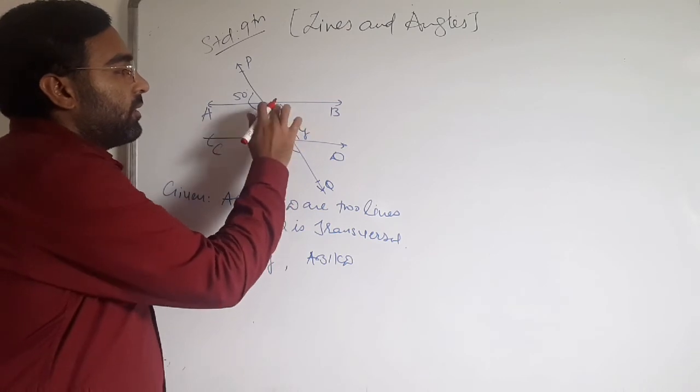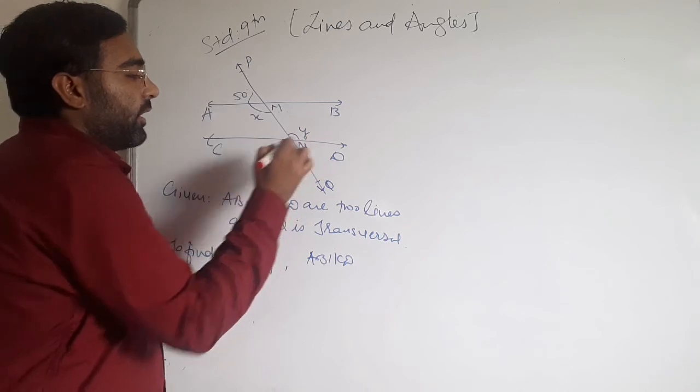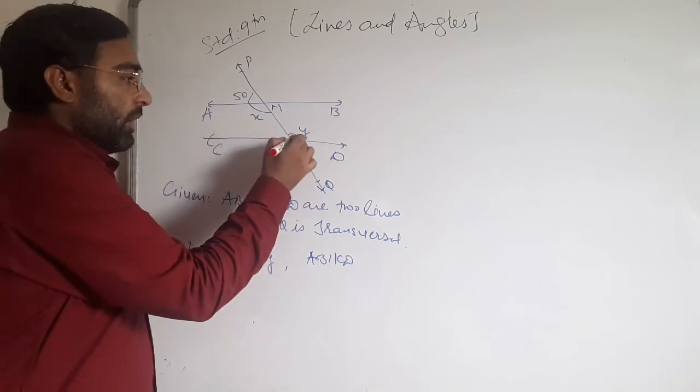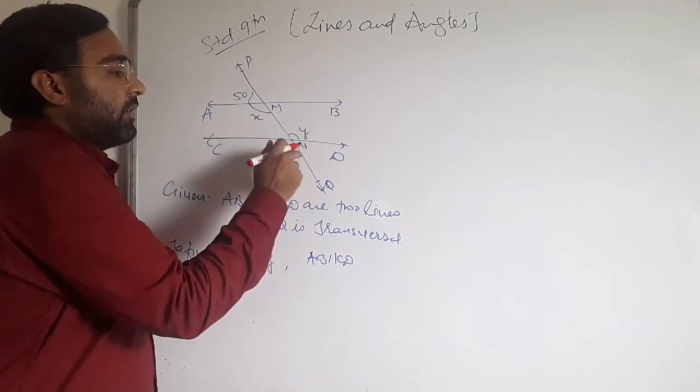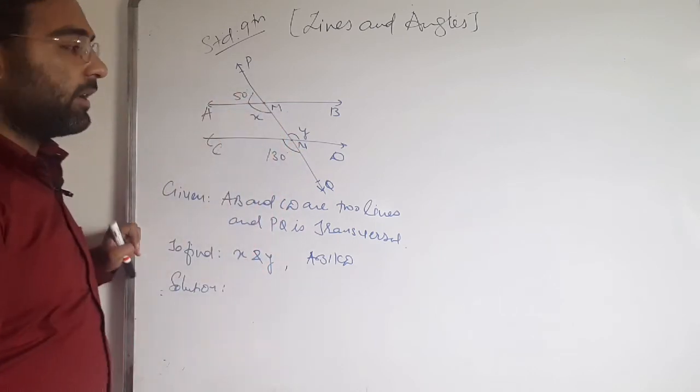M and N. Okay, here the two intersecting points of CD and AB, we have to name them as M and N.